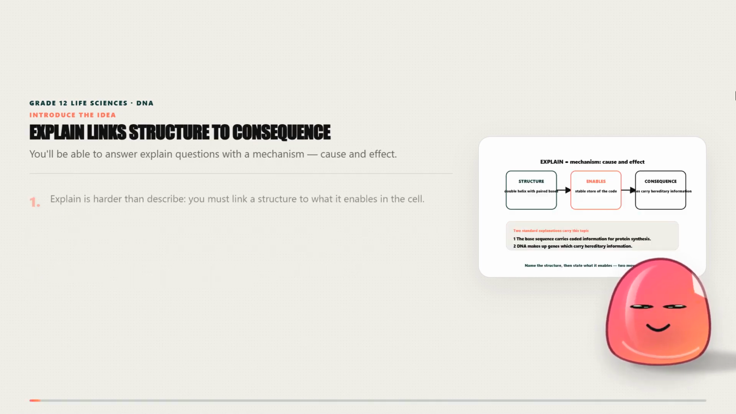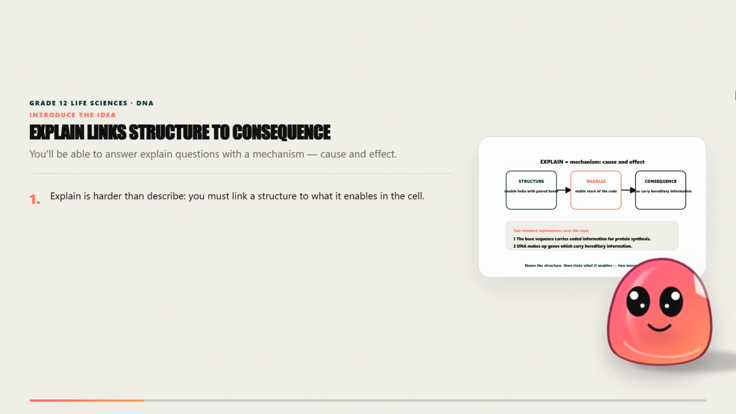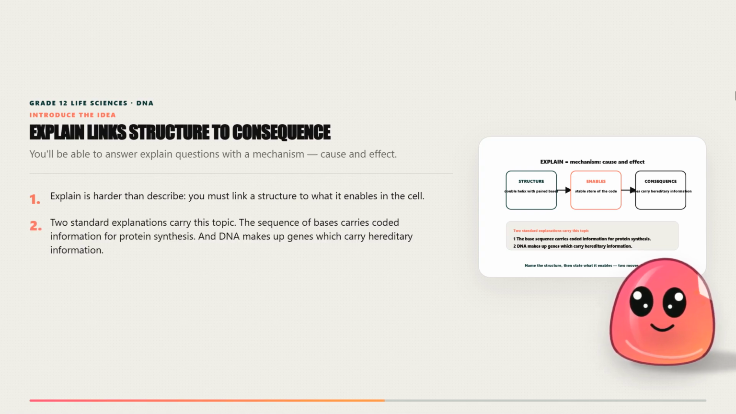By the end of this part, you'll be able to answer explain questions with a mechanism, cause and effect. Here's the key idea. Explain is harder than describe. You must link a structure to what it enables in the cell. 2 standard explanations carry this topic. The sequence of bases carries coded information for protein synthesis. And DNA makes up genes, which carry hereditary information.